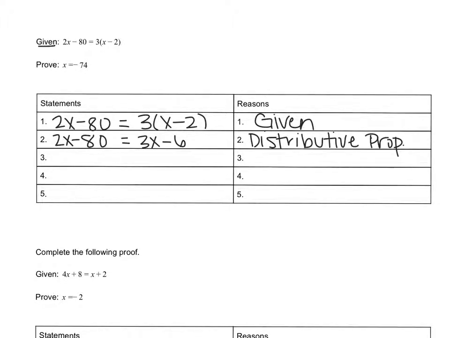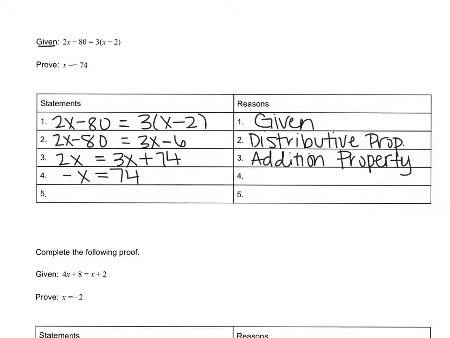Next, I'm going to go ahead and add 80 to both sides. So we get 2x equals 3x plus 74. And because I added, it would be the addition property. Next, I'm going to subtract 3x from both sides. So we get negative x equals 74, because of the subtraction property.